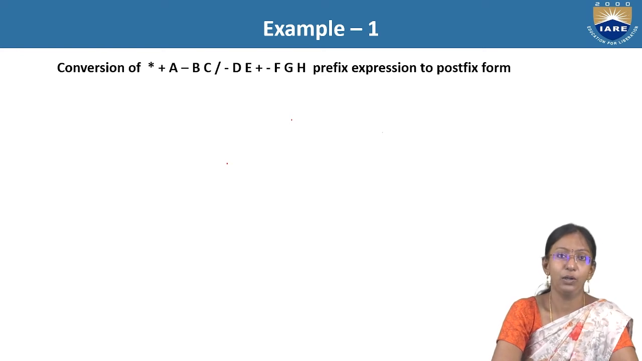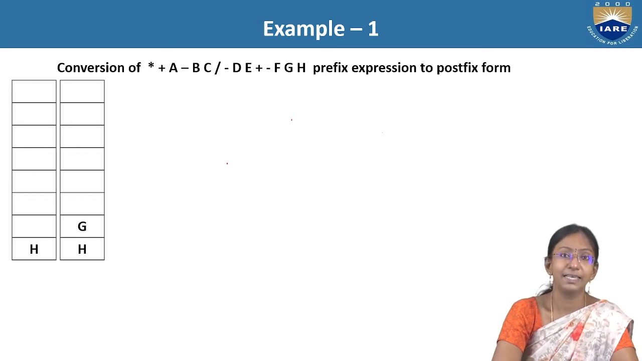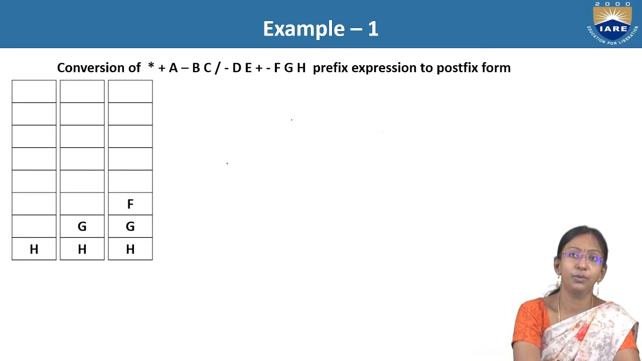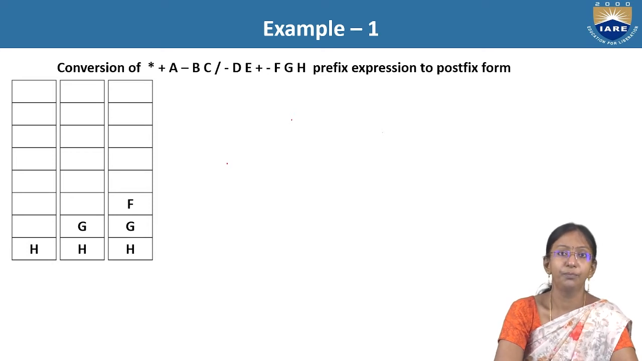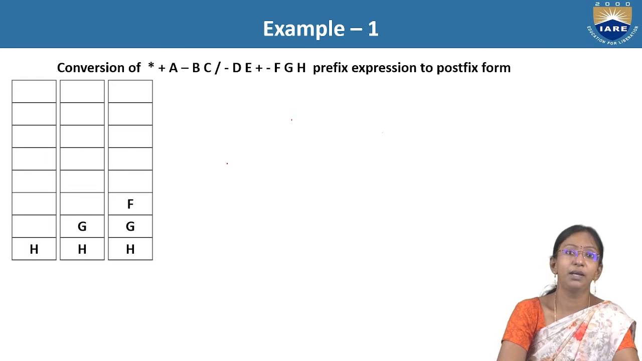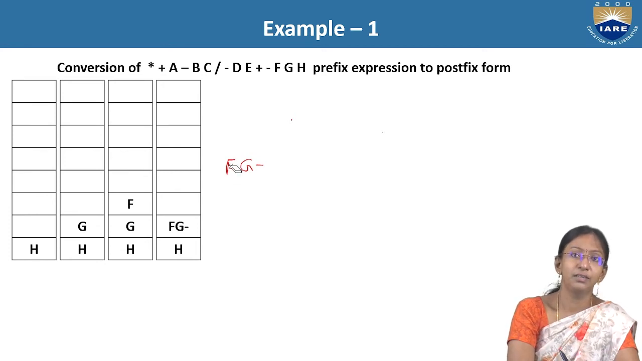Let me explain this part. Let's start from right to left. The first one encountered is H. As it is an operand, push it into the stack. Next one is G. Even that is an operand, push it into the stack. Next, F. Even that is an operand, push it into the stack. Once you encounter an operator, what are you going to do? What did I tell you? Pop two operands, then convert the intermediate binary operation into a postfix expression and push the result into the stack. I have done the same. I popped the first operand, the next operand, and concatenated with the operator: F, G, minus. And this expression I have pushed into the stack. You can see on top of the stack is F, G, minus.